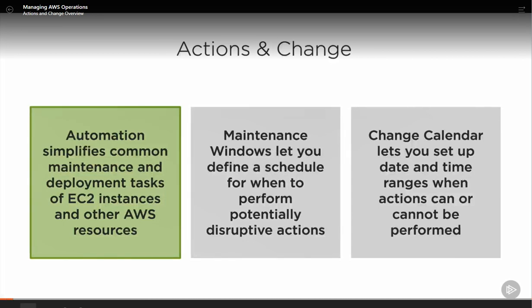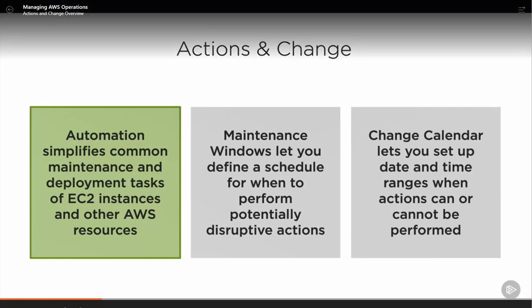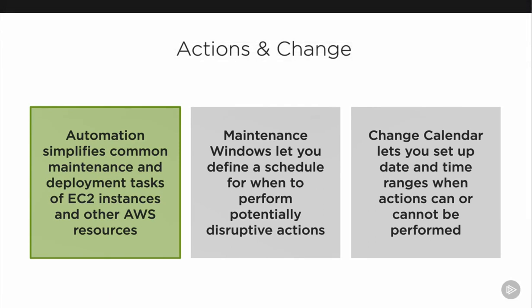Awesome. Welcome back. Now let's dive into actions and change. Actions and change allows us to perform certain capabilities, which I'm sure you've guessed are actions and changes against our resources in our accounts. The first capability is automation, and this is going to simplify our common maintenance and deployment tasks with regards to EC2 and other AWS resources that we need to keep up to date or compliant.